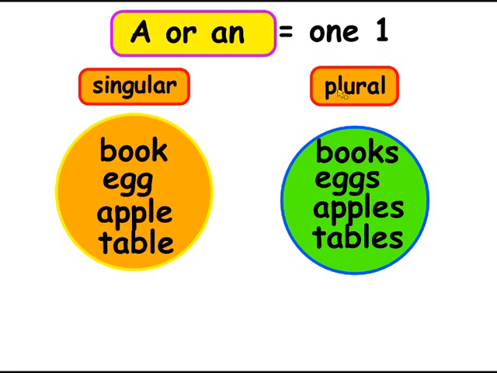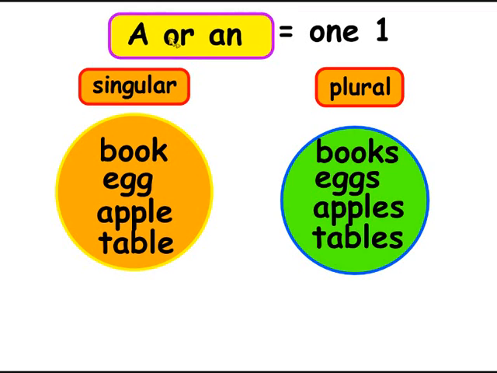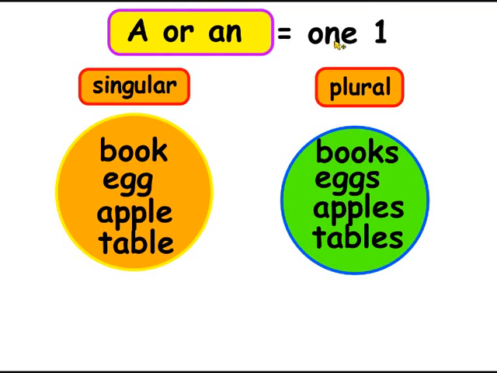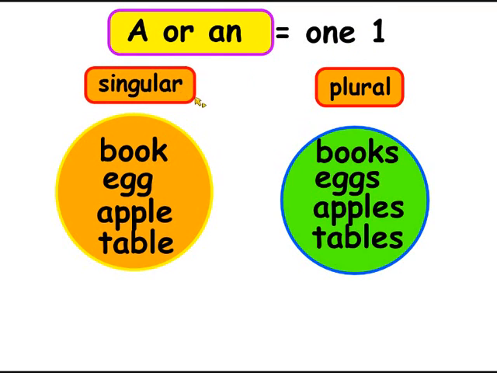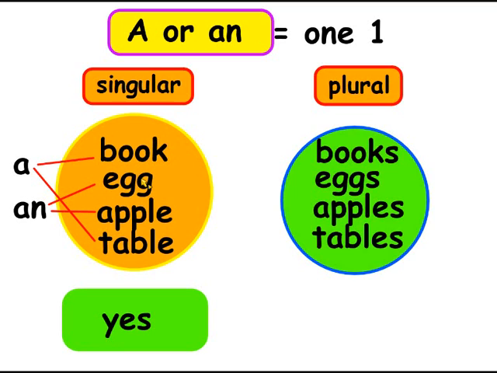Of course not. In the plural form we cannot use a or an, because a or an is just for one. One is singular. Remember? One, singular. More than one, plural. So a or an, let's see. A book, a table, an egg, an apple, singular. Yes, we use a or an for singular. But can we use a or an for plural, like a books, a tables, an eggs, an apples?